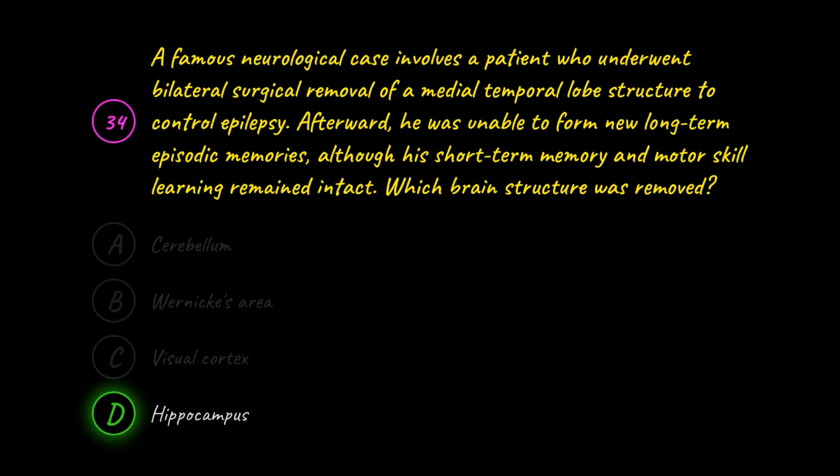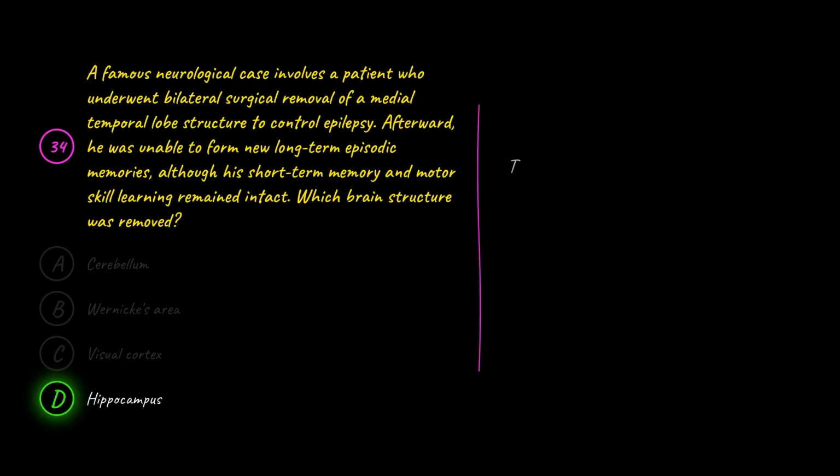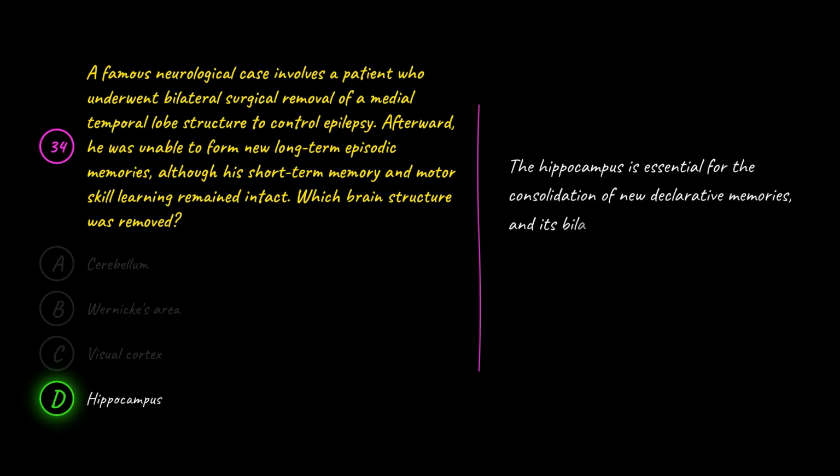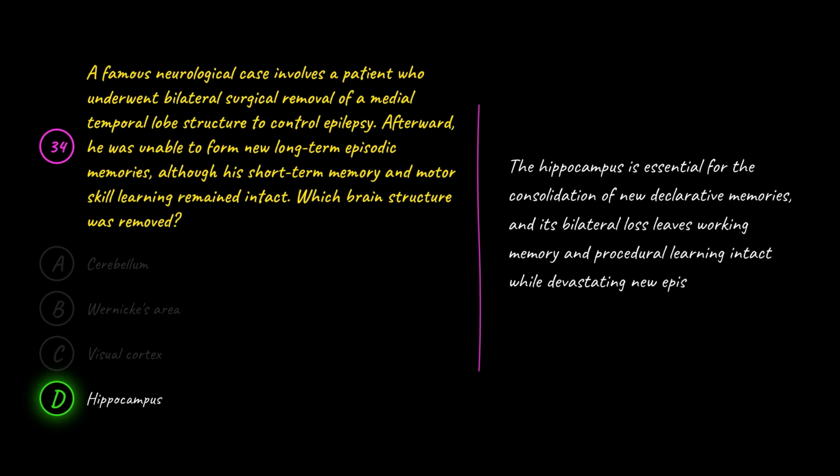The correct answer is D. Hippocampus. D is correct because the hippocampus is essential for the consolidation of new declarative memories, and its bilateral loss leaves working memory and procedural learning intact while devastating new episodic memory formation.